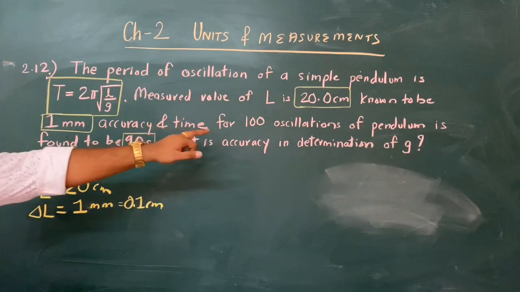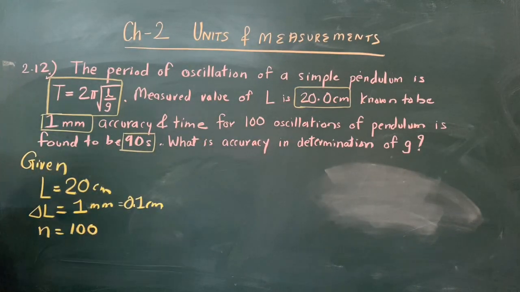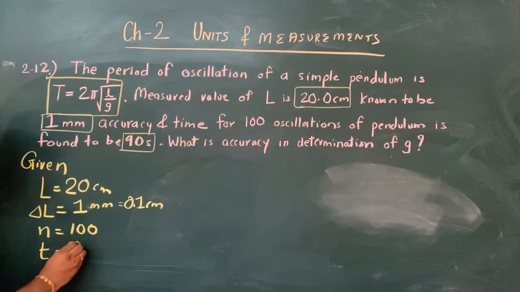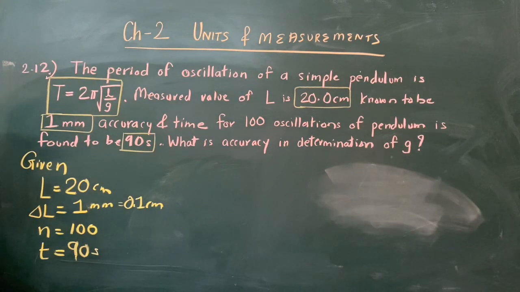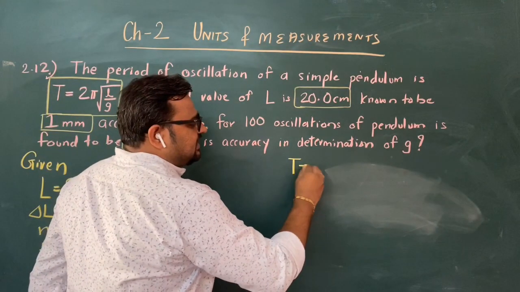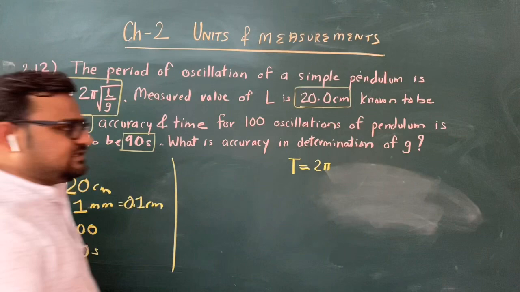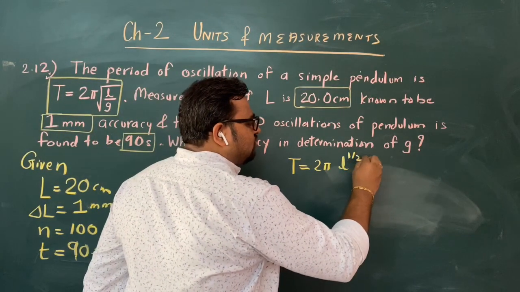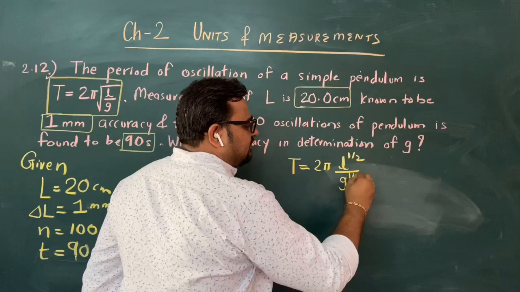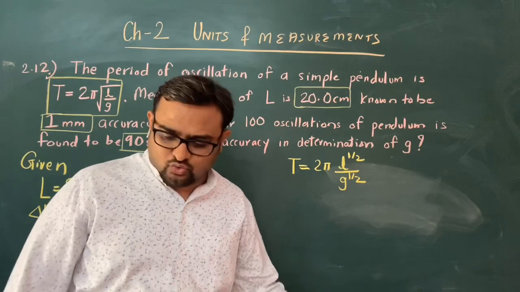Okay, next, 100 oscillations. The number of oscillations is 100, and the time found is 90 seconds. I will write small t, clear, because it is the total time, not the periodic time. Now the formula is T equal to 2 pi root L by G, that means L raised to 1 by 2 upon G raised to 1 by 2. Square root means the power is 1 by 2.